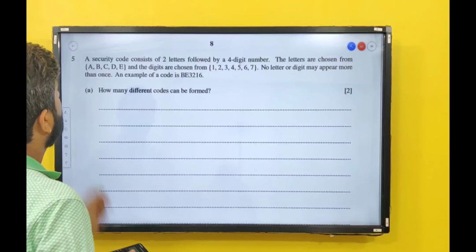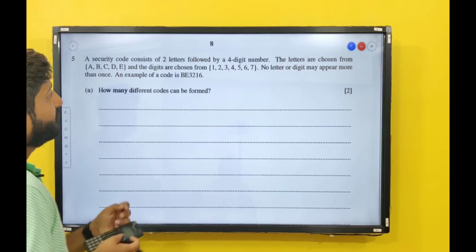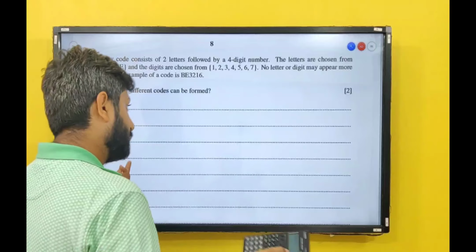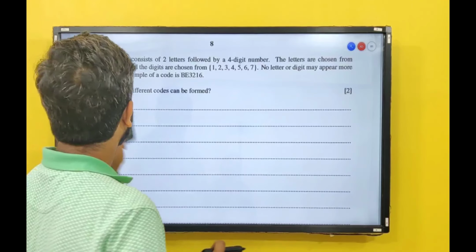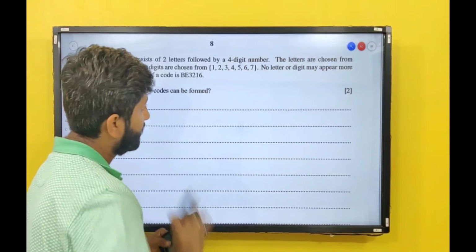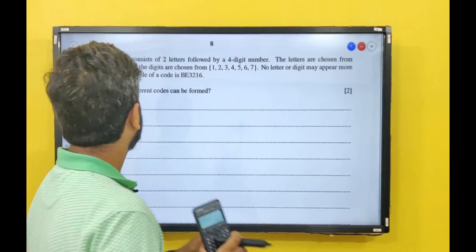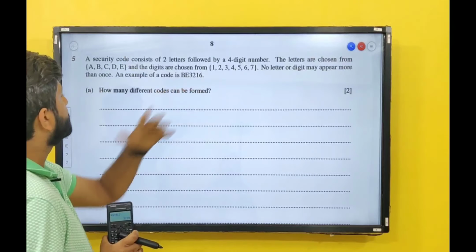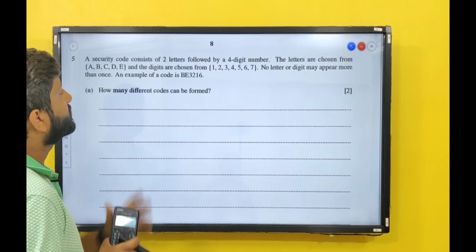A security code consists of two letters followed by a 4-digit number. The letters are chosen from A, B, C, D, E and the digits are chosen from 1, 2, 3, 4, 5, 6, 7. No letters or digit may appear more than once. An example is this. How many different codes can be formed?